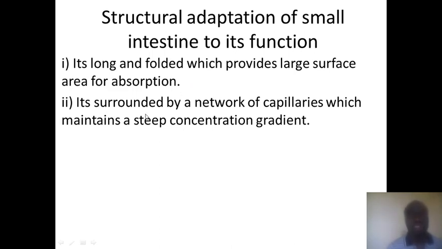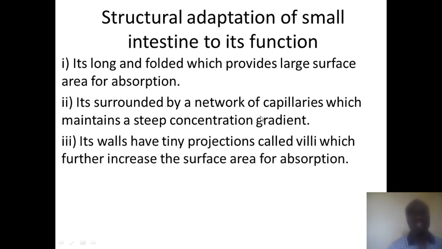Two, it is surrounded by a network of capillaries which maintains a steep concentration gradient. By concentration gradient, I mean the difference in concentration between the intestine and the blood capillaries. So whatever amount goes into the capillaries is immediately carried away, which helps to keep the concentration of food nutrients in the capillaries lower than in the intestine, so that materials can continue to diffuse from the intestine into the capillaries.